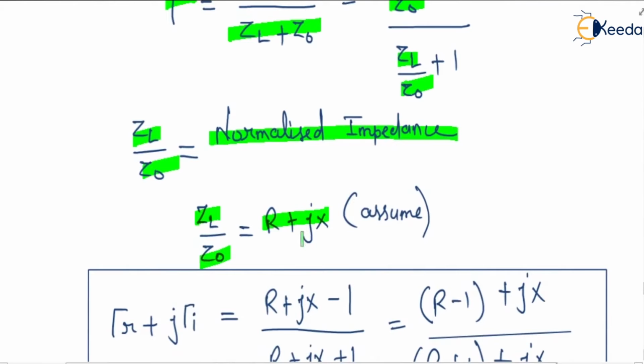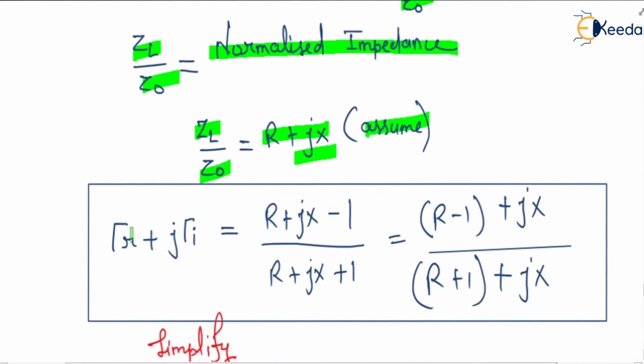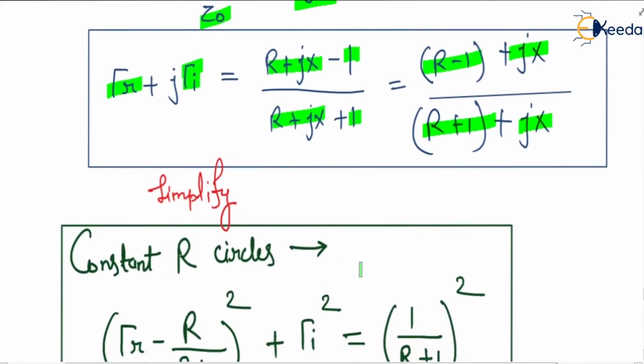ZL by Z0 is called the normalized impedance, and ZL by Z0 is R plus jX. Let me assume it. So gamma, which is a complex number, has a real part gamma R and an imaginary part gamma I. So gamma R plus j gamma I is (R plus jX minus 1) upon (R plus jX plus 1), which is (R minus 1 plus jX) upon (R plus 1 plus jX).